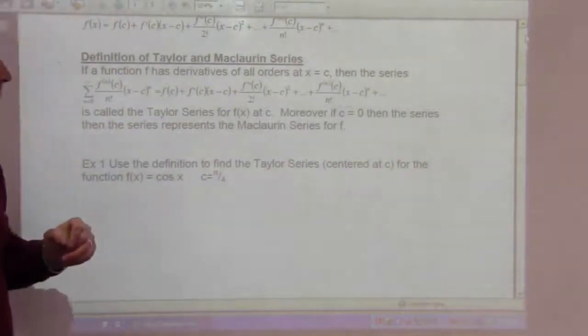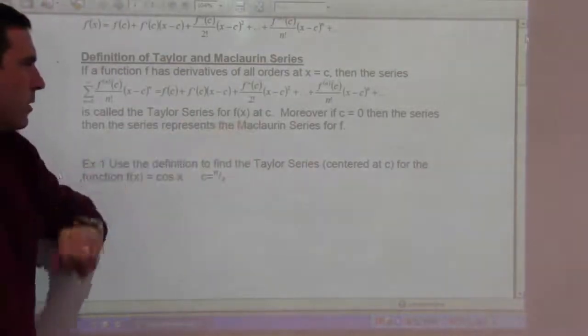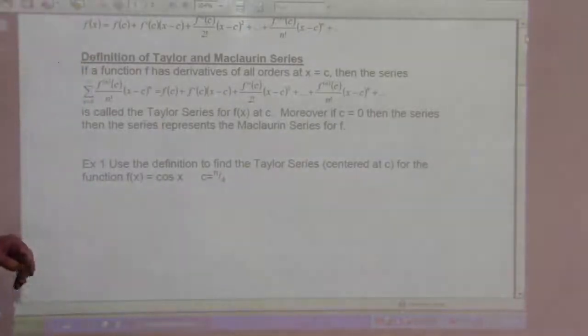Moreover, if c equals 0, then the series represents the Maclaurin series. So remember, if c is 0, you get the Maclaurin series. We talked about this, I believe it was in 9.7.